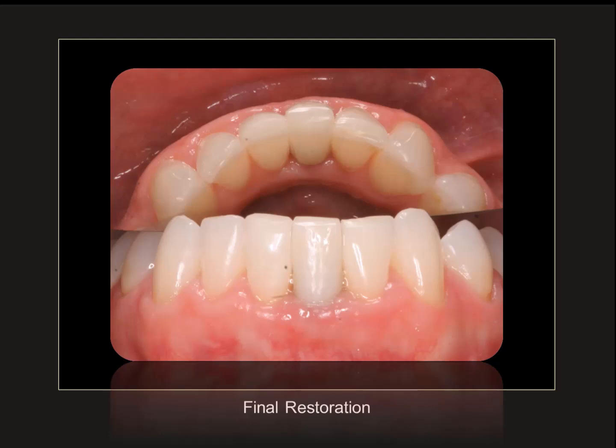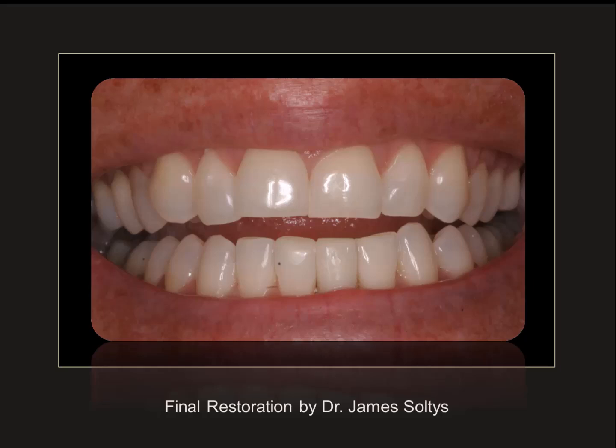The occlusal view of this restoration and the adjacent tooth can be seen in this mirror shot. The prosthetics and the movement of the adjacent tooth were completed by Dr. James Soltis.